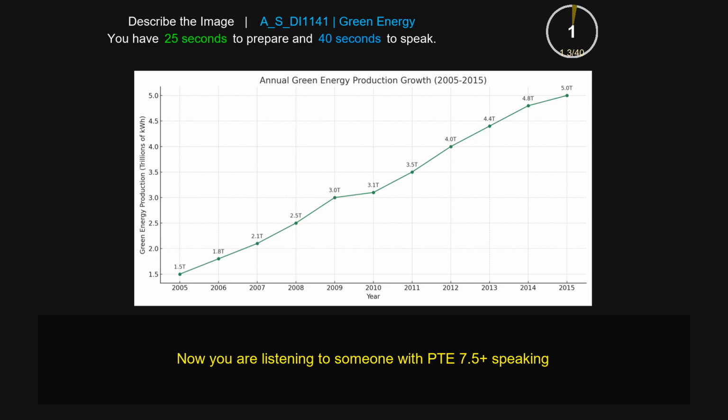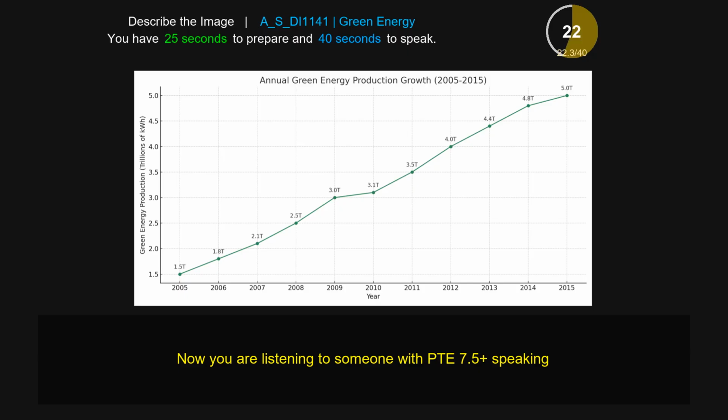The line graph gives information on annual green energy production growth from the year 2005 to 2015. The x-axis represents the year from 2005 to 2015, whereas the y-axis represents green energy production in trillions of kilowatts from 1.5 to 5. In 2005, it was 1.5, whereas in 2015, it was up to 5 trillion.